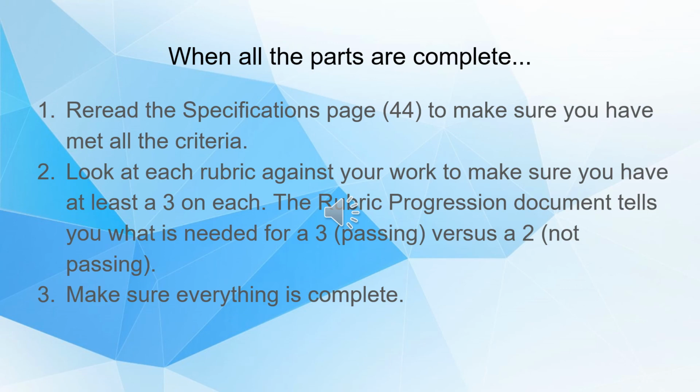And then when you have all of the parts of your task 3 completed, make sure you read the specifications chart one more time to make sure that you've labeled them correctly, that you have the files formatted appropriately. You want to make sure that you look at all of the rubrics and just check that you have everything that those rubrics ask for. If you're not quite sure what they mean by something, you can go to the rubric progression document, and that'll tell you what you need for a 3 versus a 2, and it can be very helpful.